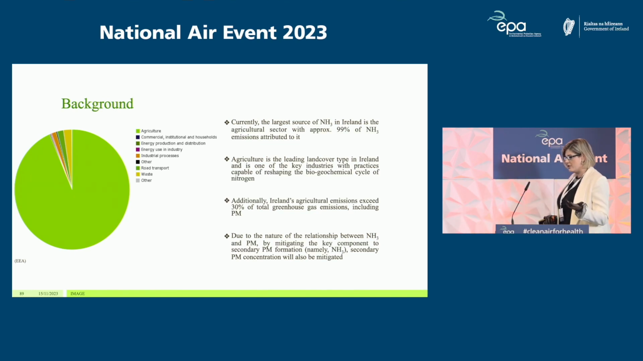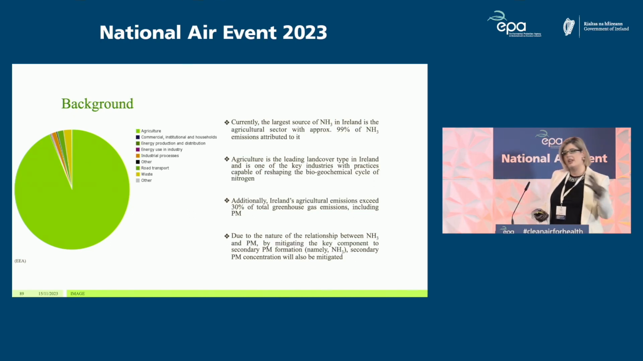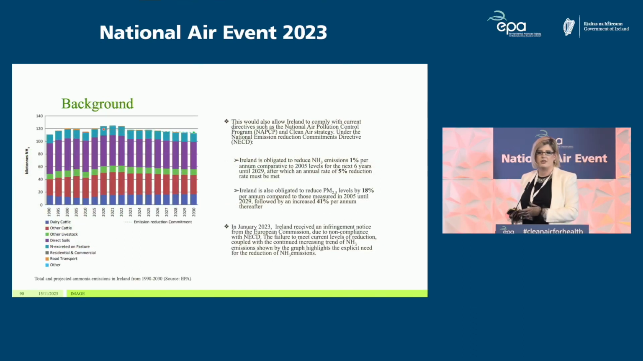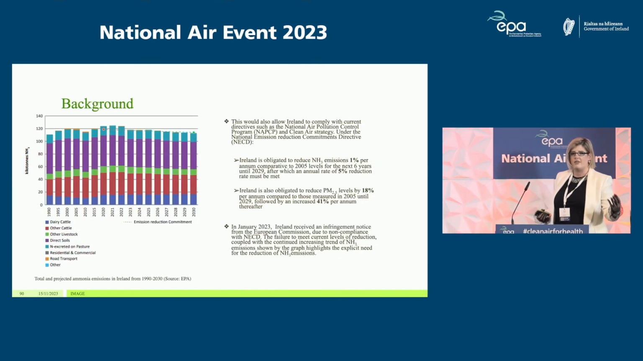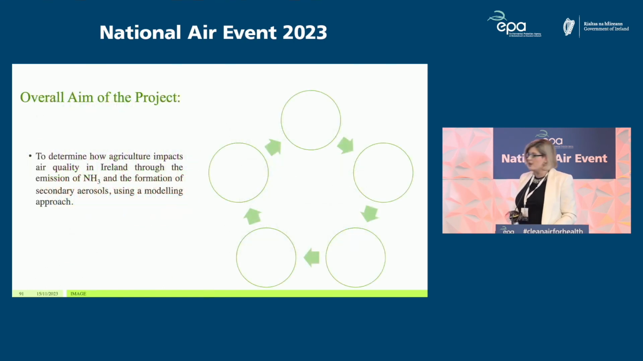Additionally, Ireland's agriculture emissions exceed 30% of total greenhouse gas emissions. And due to the nature of the relationship between ammonia and particulate matter, by mitigating the key primary component, ammonia, we can actually take a handle on the secondary component, particulate matter, because the less of the primary you have in the atmosphere, the less there is to react. So basically, this would also allow us to comply with current directives in place. And also, January 2023, Ireland has received an infraction notice from the NECD due to ammonia being too high in the atmosphere. So it is extremely important to reduce these pollutants.